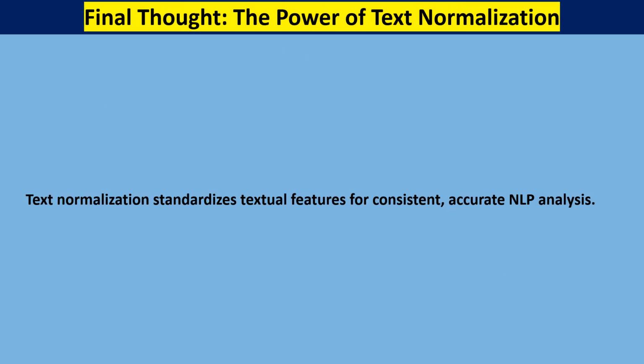Final thoughts: the power of text normalization. Text normalization standardizes textual features for consistent, accurate NLP analysis. It transforms messy textual input into a clean, consistent format by applying different techniques like lowercasing, punctuation removal, tokenization, and many we just discussed. This process is essential in NLP for reducing noise and improving model accuracy. Clean and standardized text ensures that machine learning models can interpret language data more effectively.